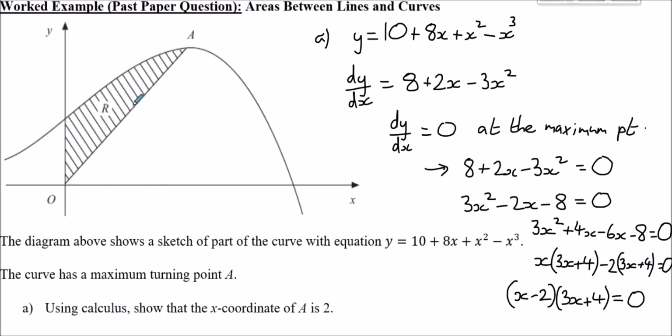So this maximum, clearly you can see, this is where x is positive. So therefore, the maximum must be where x is at 2. So we prove that using the derivative function. This must be where x is 2. This one down here will relate to x being minus 4/3.